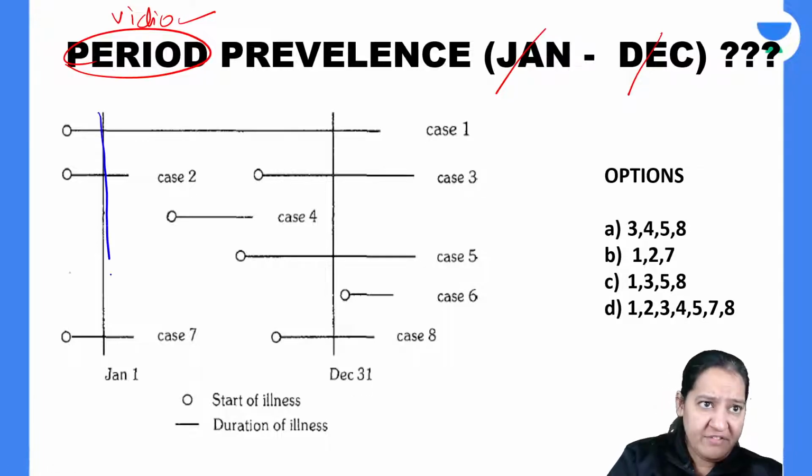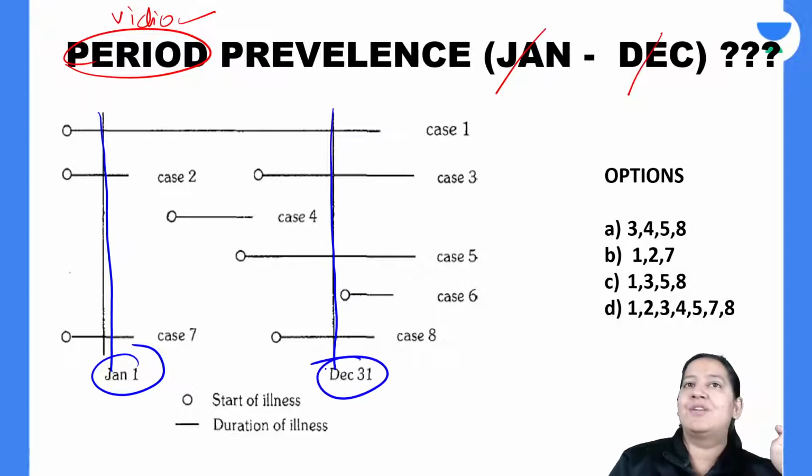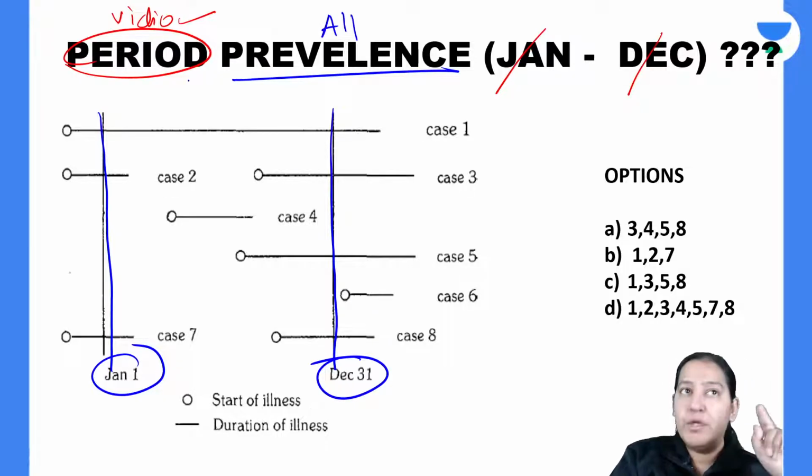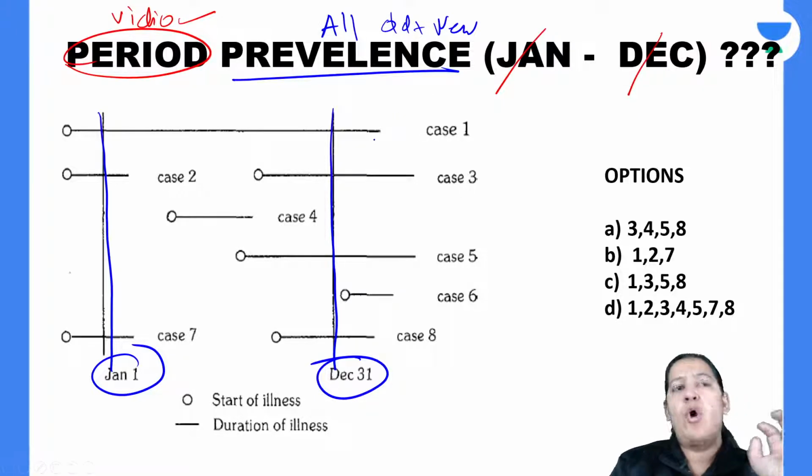So these are the 2 points, okay? This is 1st January, and this is 31st December. Make a video between the two. So include all cases between these 2 points, all old plus new, both old and new cases. So include all cases. Who will tell me the correct answer?